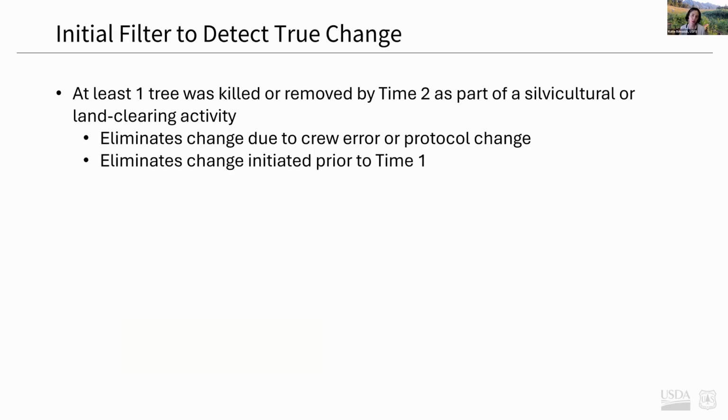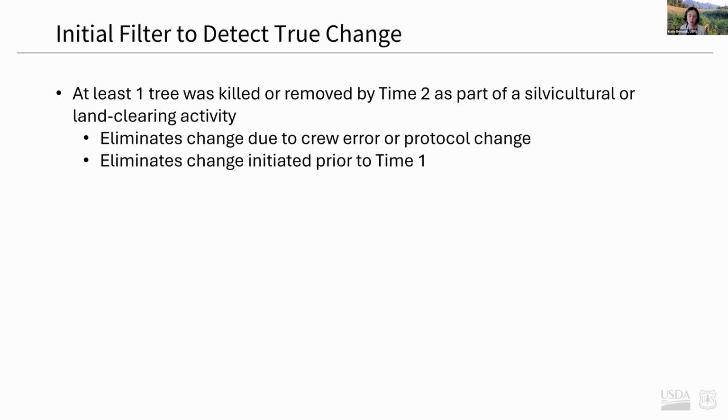So to account for those potential protocol changes or measurement error, we filtered out plots where there wasn't at least one tree at time 1 that was killed or removed by time 2 as part of a silvicultural or land clearing activity. And that filter is particularly relevant in the context of EUDR because the regulation is focused on restricting import of wood products. So a change in land use status without any form of harvest would not affect wood exporters. So this serves to eliminate changes in status that may have occurred due to crew error and protocol changes. And it also eliminates change that was initiated prior to time 1.